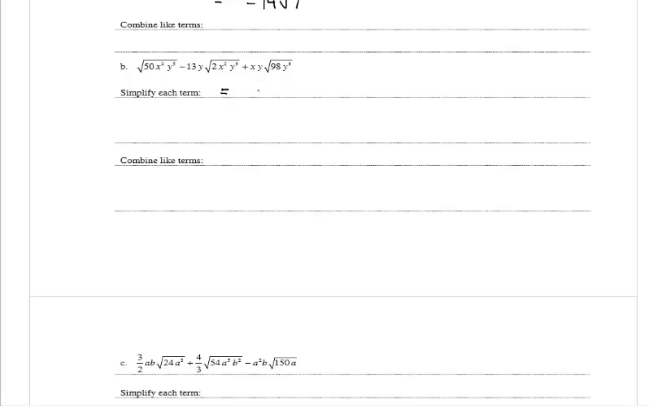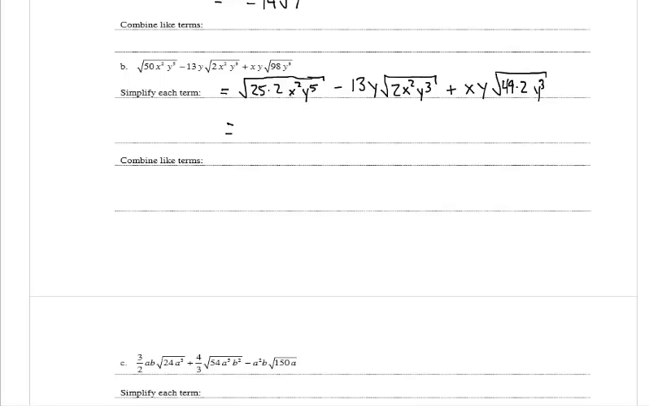So we can rewrite the first term as the square root of 25 times 2x squared y to the fifth, minus 13y square root of 2x squared y cubed, plus xy times the square root of 49 times 2y cubed. And now we want to take all the perfect squares out of the radical.